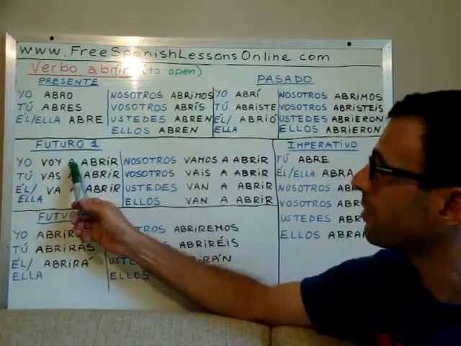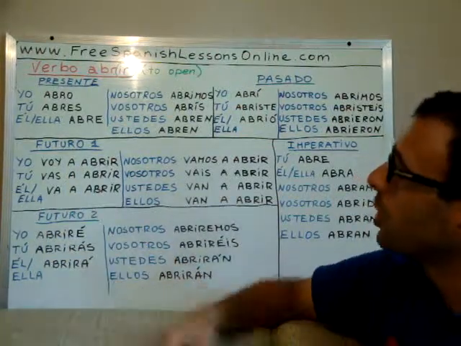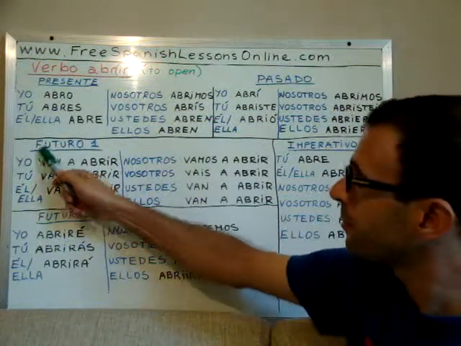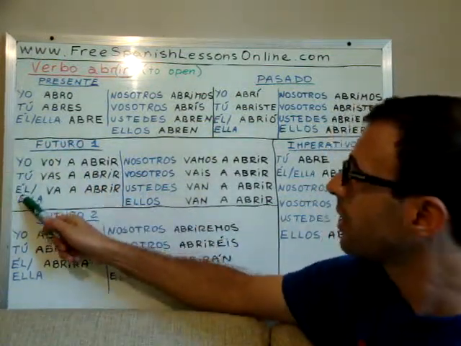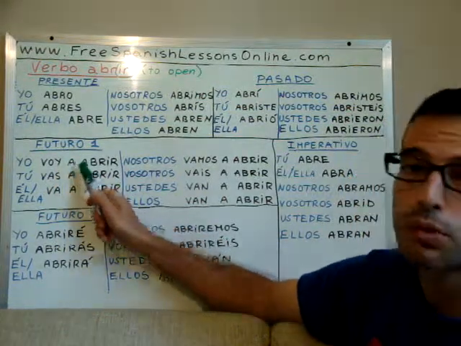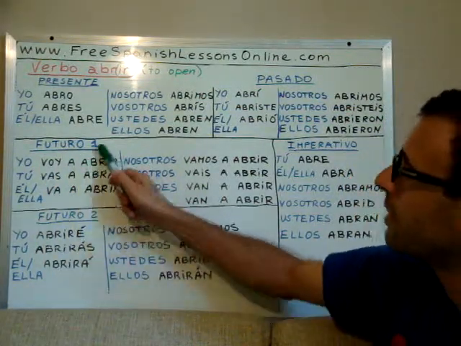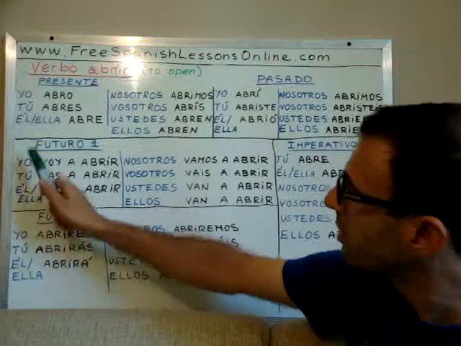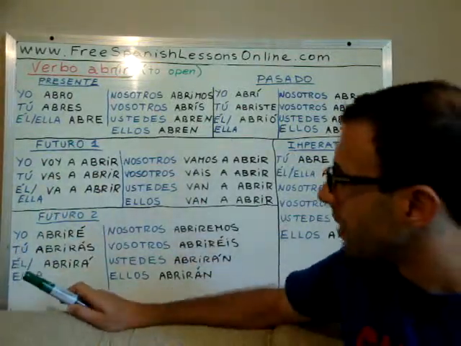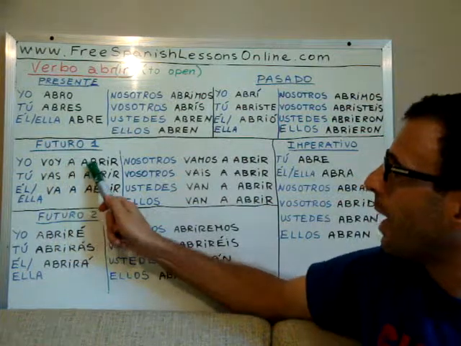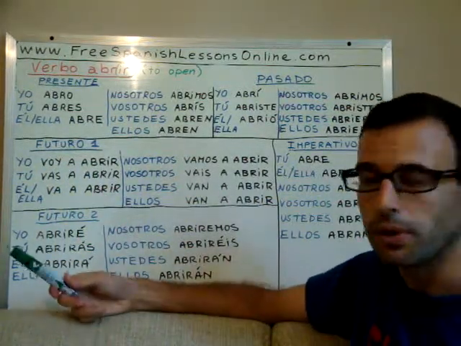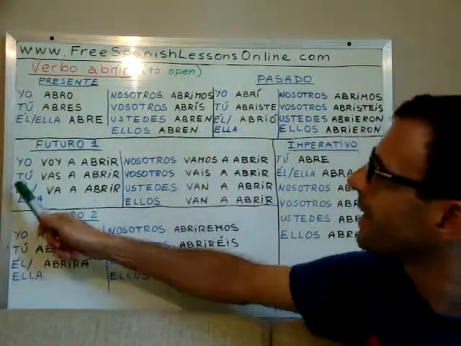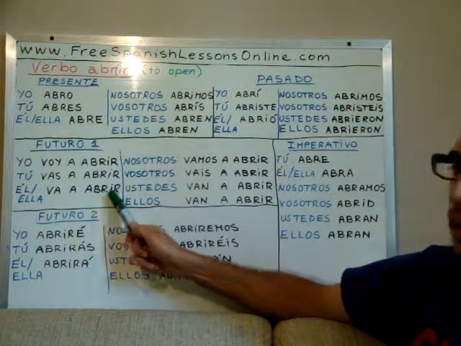So in Spanish, this future tense is very similar. We use the auxiliary verb to go, or ir, but conjugated, right? Then we use a, which means to, and then the verb in infinitive that we want to conjugate. So let's begin first with this one, right? Let's see. Yo voy a abrir. I will open, right? Tú vas a abrir. You will open. Él va a abrir. He will open.